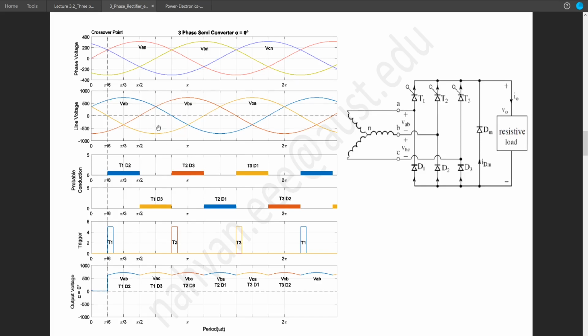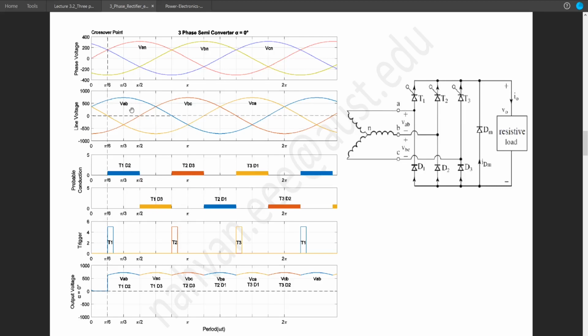So in order to make VAC highest, we need to make VA highest and VC lowest. So in this case, T1 and D3 will be turned on. This has been illustrated in this conduction diagram. So in this portion, T1 and D3 will conduct.